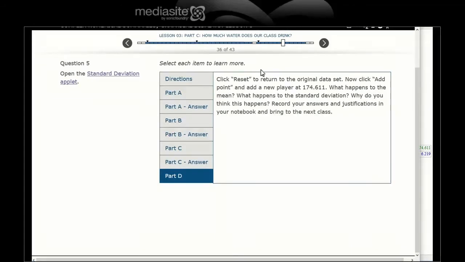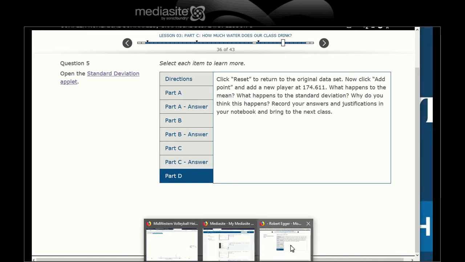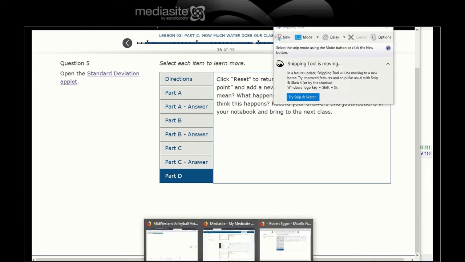What happens to the mean? Stays the same. What happens to standard deviation? It went down. Why do you think this happened? Record your answer and justifications in your notebook and bring it to the next class. This is an online class. That's going to be hard to do.